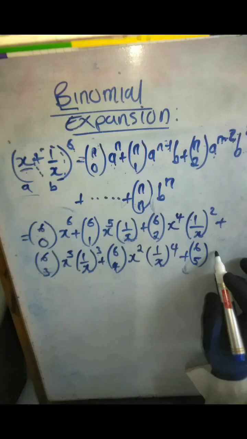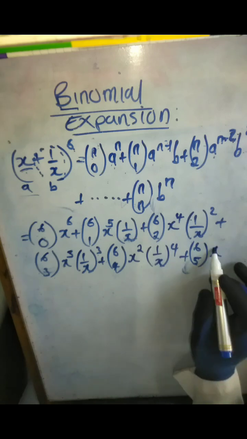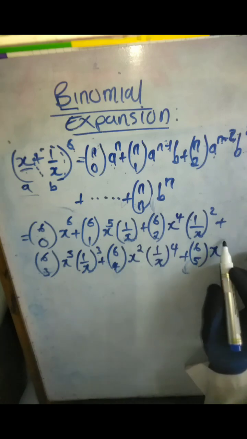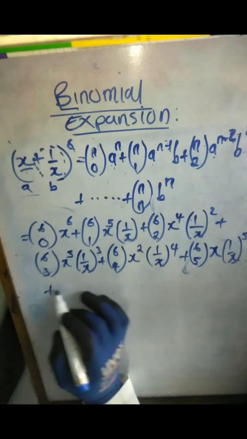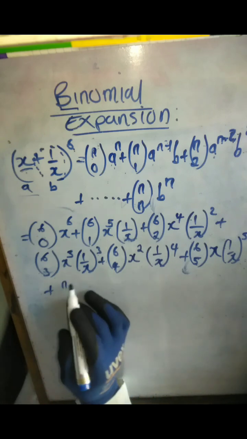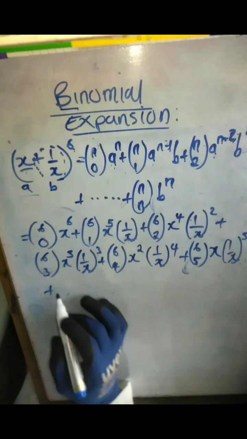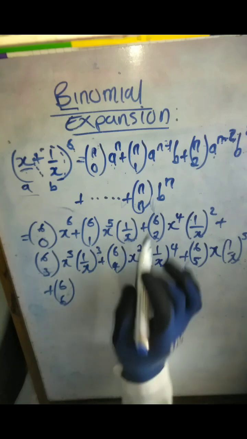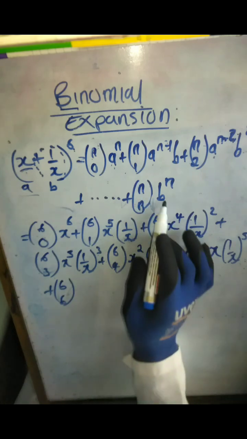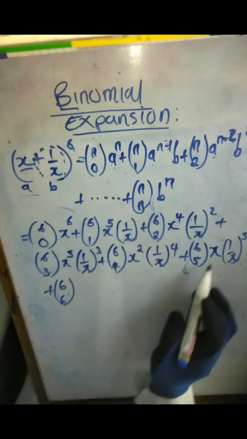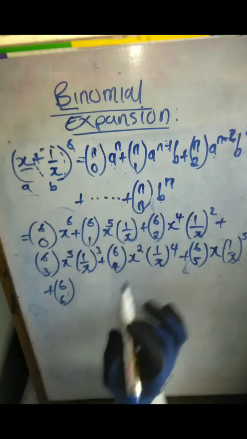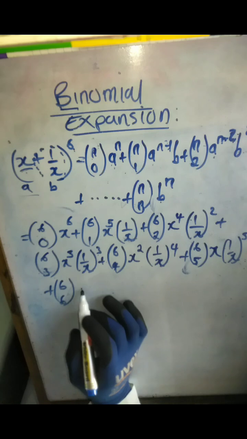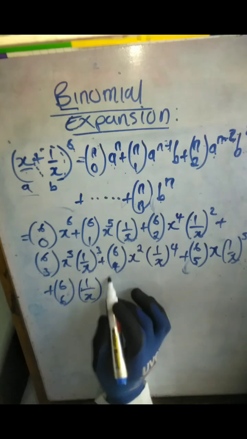Then we're going to have x to the power of 6 minus 5, so x multiplied by 1 over x, which is b to the power 5, plus the last term, to the power 6. 6 combined 5, 6 combined 6, which is the last term, n combined n, then just b, because this one will be raised to the power 0. So now we have b, that's the last term, which is 1 over x to the power 6.